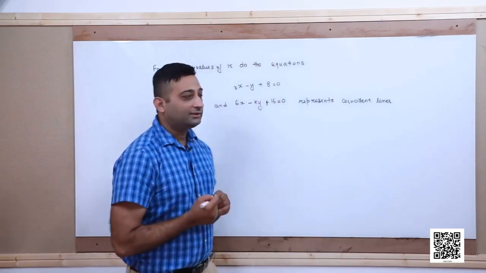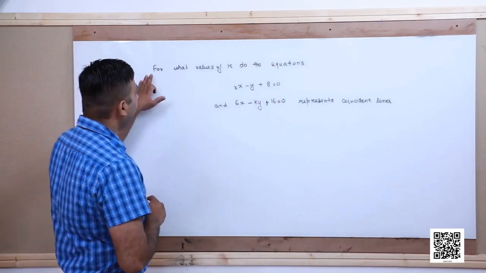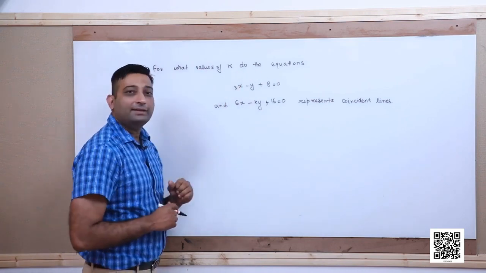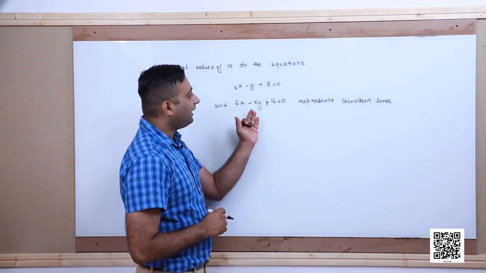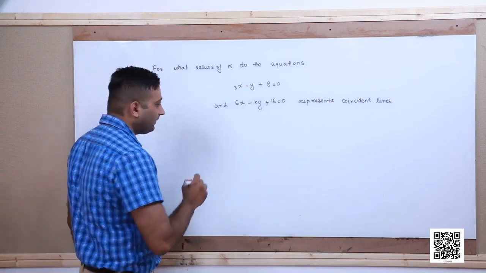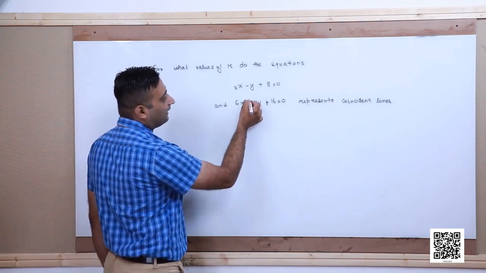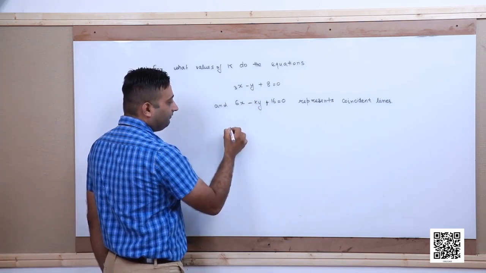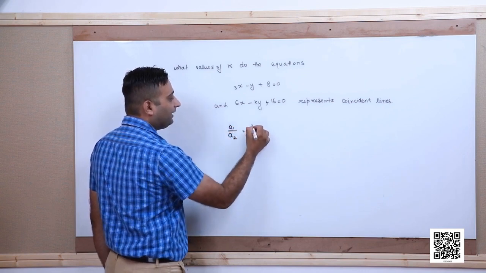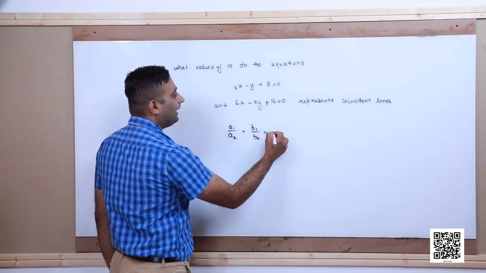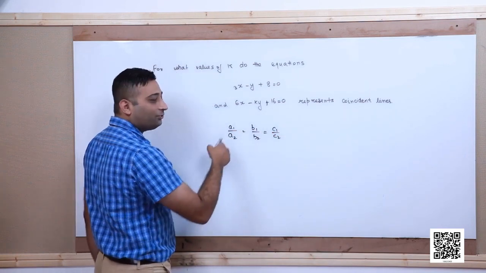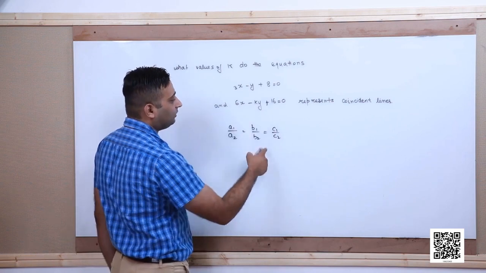Dear students, now let us understand one example: for what values of k do the equations 3x minus y plus 8 equal to 0 and 6x minus ky plus 16 equal to 0 represent the coincident lines? In this we can see that there is one unknown, k. We can do this question by comparing the ratios of A1 by A2, B1 by B2 and C1 by C2. We know that for coincident lines A1 by A2 is equal to B1 by B2 and is equal to C1 by C2.